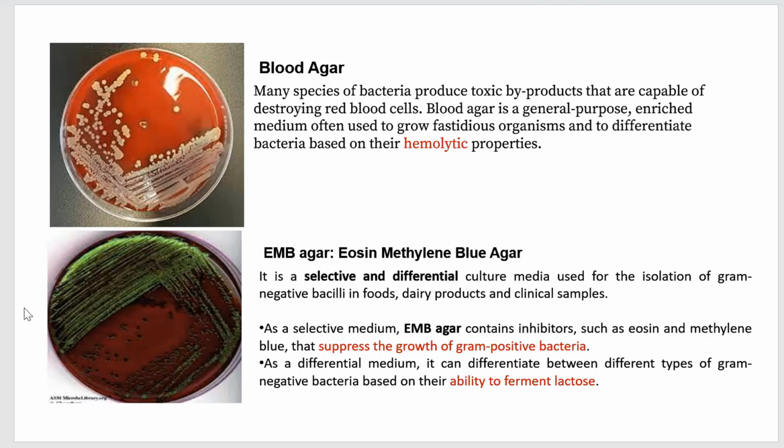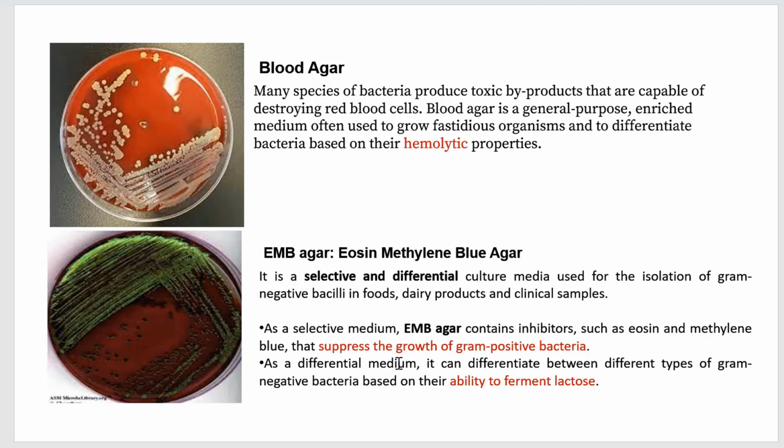Okay. Next is the EMB agar. Here you can see in the picture there is a green metallic sheen. I have already mentioned that it is a selective and differential media used for isolation of gram-negative bacteria. So another criterion is also fulfilled: gram-negative bacteria only grow here, and it also shows the green metallic sheen. As a selective media, another point to take note of is that it contains inhibitors such as eosin and methylene blue that suppress the growth of gram-positive bacteria. Therefore, only gram-negative bacteria will grow.